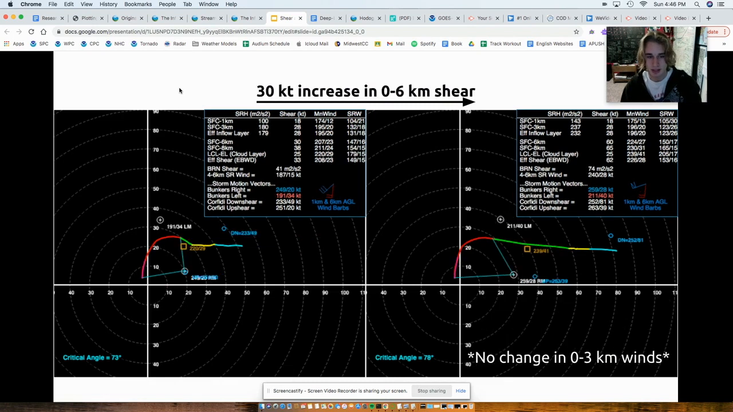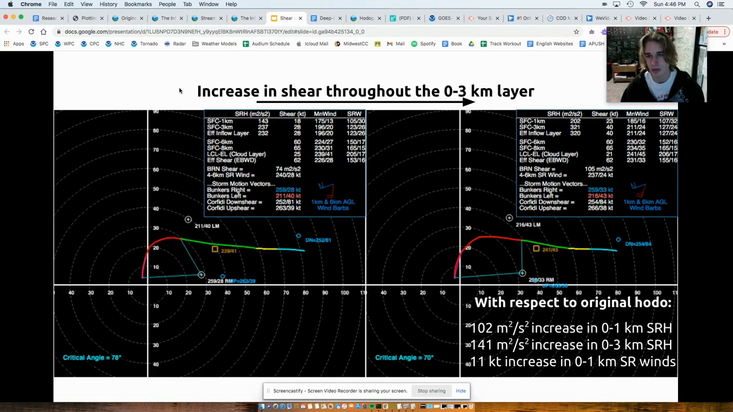And you just see that increase in the mid-level winds there, which is driving that 30 knot increase in 0 to 6 kilometer shear. Okay, so now the increase in shear throughout the 0 to 3 kilometer layer is what we're looking at here. That's the difference between hodograph 2 and hodograph 3. So what does that mean?